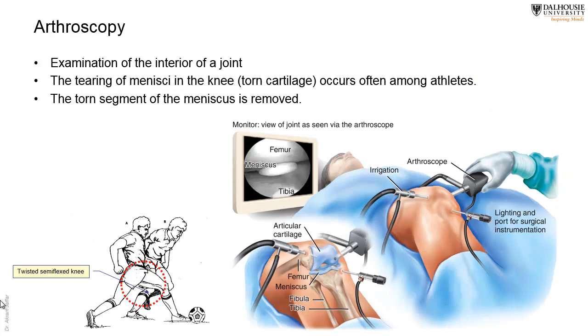A joint can be examined by an endoscope, which is called an arthroscope. So you pass an arthroscope and you can see what is inside the joint. This is especially used for the knee joint because of these frequent sports injuries. Some of these sports injuries are not only diagnosed by arthroscopy, but they can also be treated by an arthroscope. For example, a torn piece of a meniscus can be removed without the need to open the entire joint. This can be done through the scope.